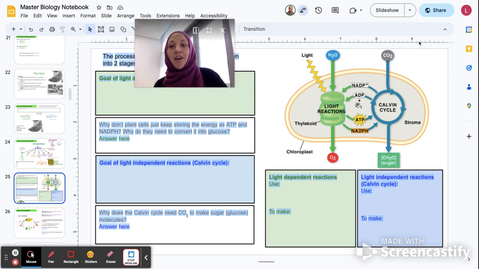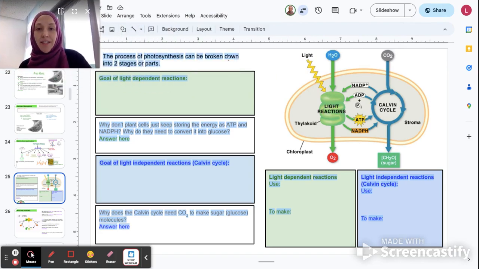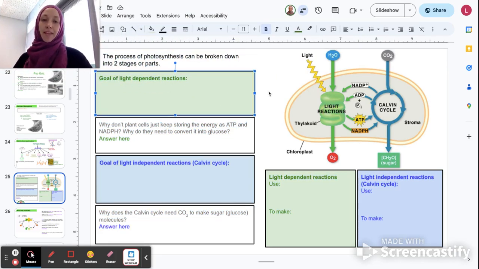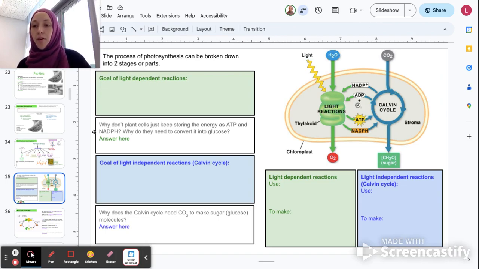Today we are going to talk about the overview of photosynthesis and its stages. Okay. So there are two stages of photosynthesis. We have the light reactions, or the light-dependent reactions, and the light-independent reactions. I have them listed here: light-dependent reactions, light-independent reactions.